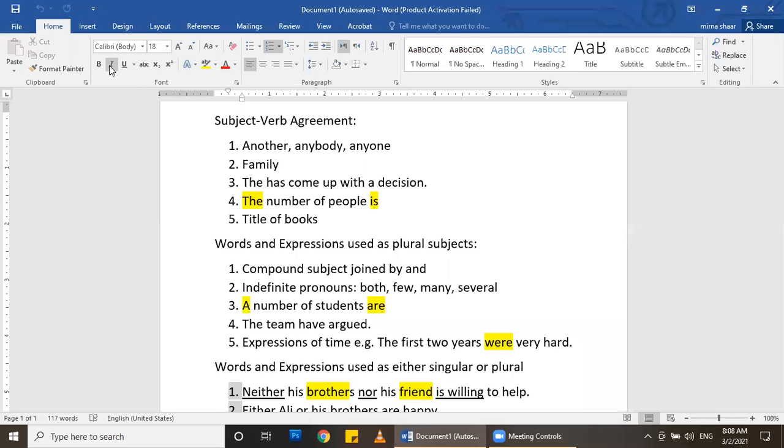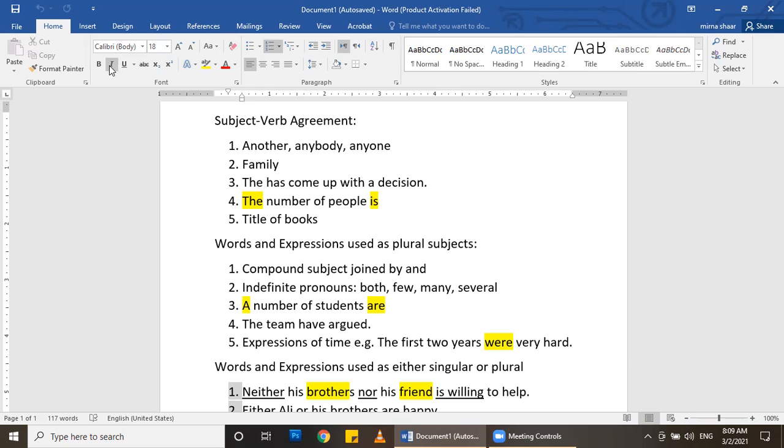So the second part of our lesson relates to subject-verb agreement. We said that subject-verb agreement simply talks about when the subject agrees with the verb in terms of number. Singular subject equals singular verb, right? So the first rule of subject-verb agreement is related to words and expressions used as singular subjects. The first one is the indefinite pronoun.